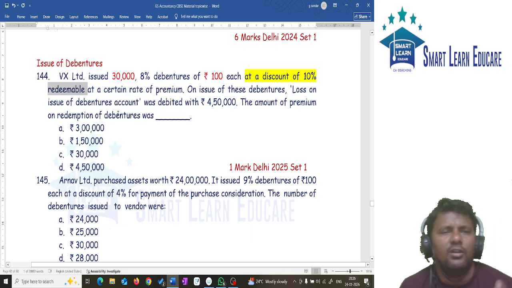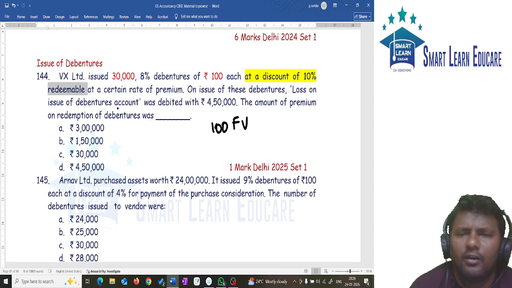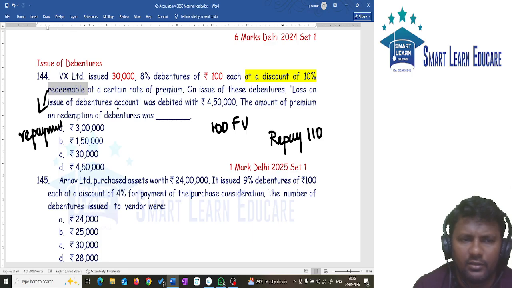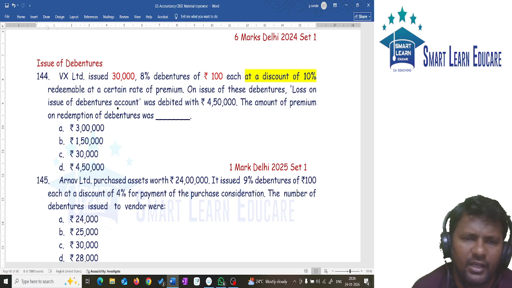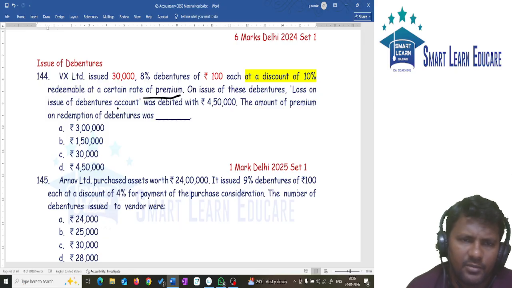We assume 100 rupees is the face value. When you repay this at 110, this is called repayment of debenture, and this is called redeemable. The word redeemable means repayment; it is repaid at a certain rate. On this issue of debentures, the loss on issue of debentures account is debited with 4,50,000. What is the amount of premium on redemption of debentures? This is the requirement of the question.